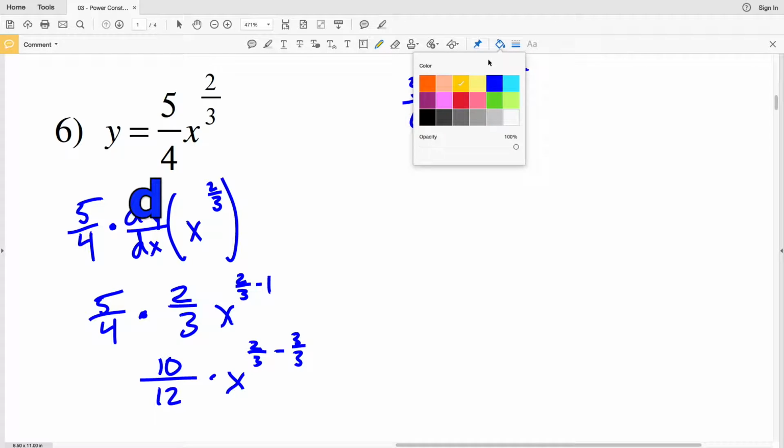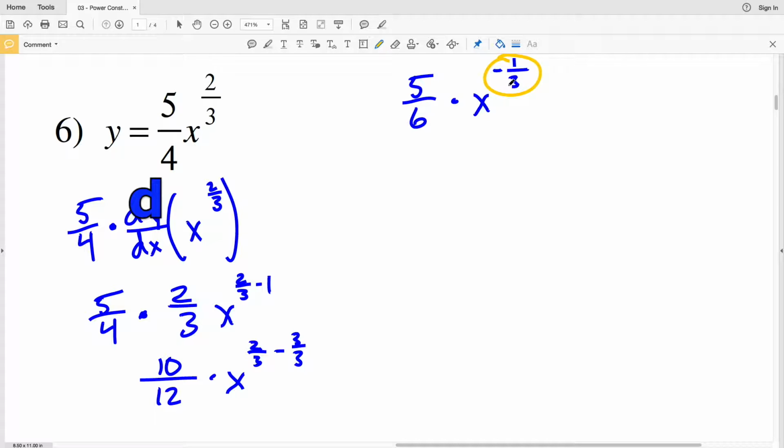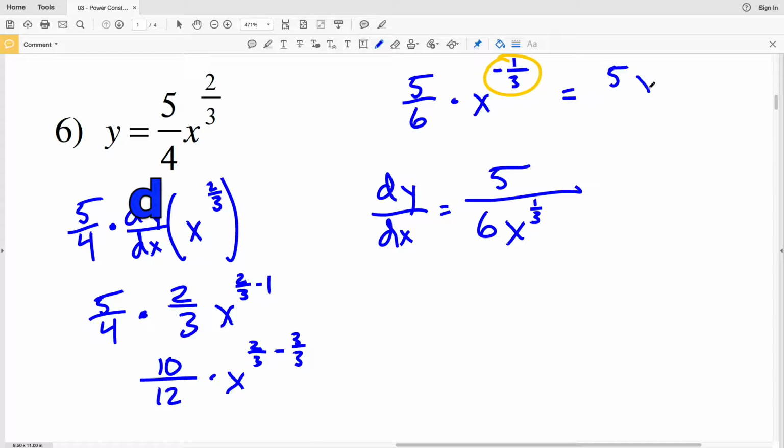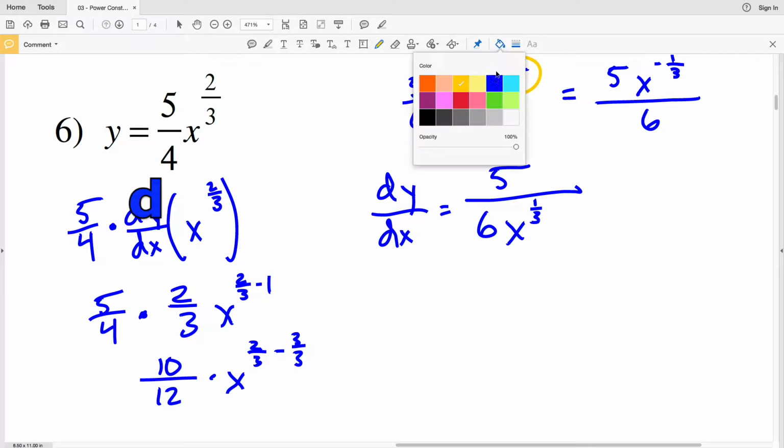Now remember, if an exponent is negative, then I can write this as x to the positive exponent in the denominator. So my derivative of y with respect to x is going to be 5 all over 6 times x to the positive 1/3. Because remember, this was 5 times x to the negative 1/3 all over 6, but if I have a negative exponent, I can write that as x to the positive exponent in the denominator. And that's how I got 5 over 6 times x to the 1/3.